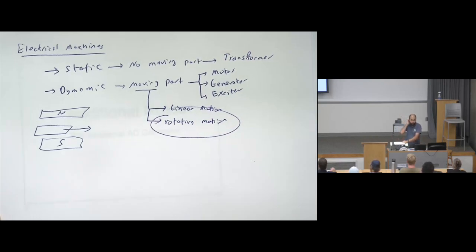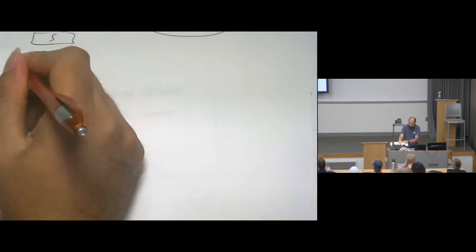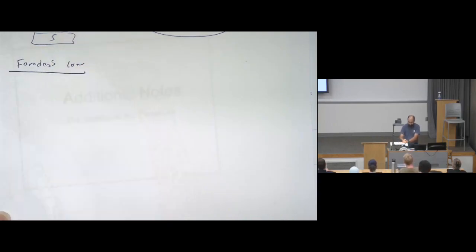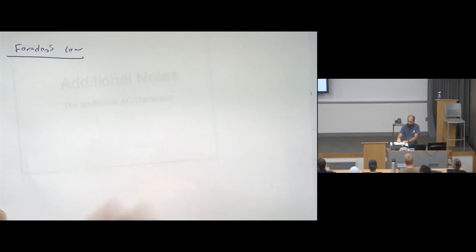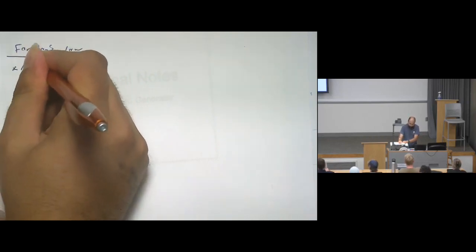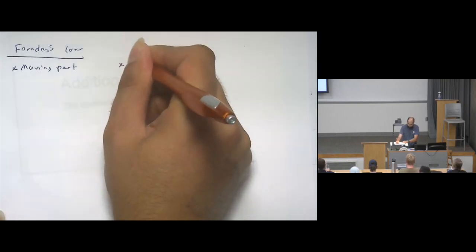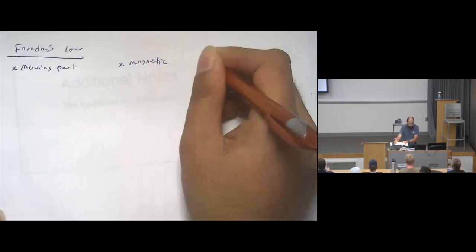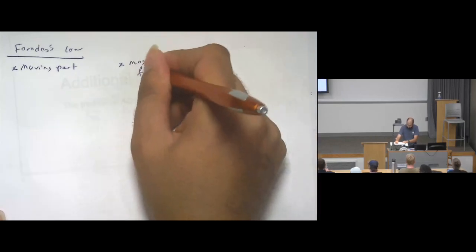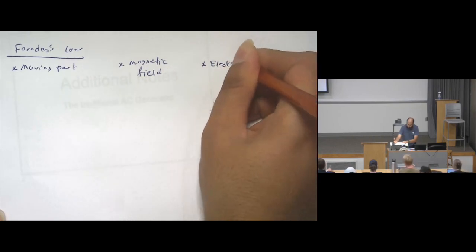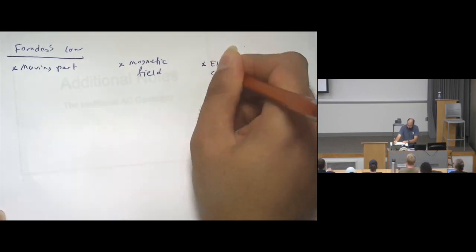So how is this motion being produced? Why is it rotating? Why is it moving? What's producing the motion? Let's recall Faraday's law. Faraday's law has three conditions. First, moving parts, then magnetic field, then electrical currents.